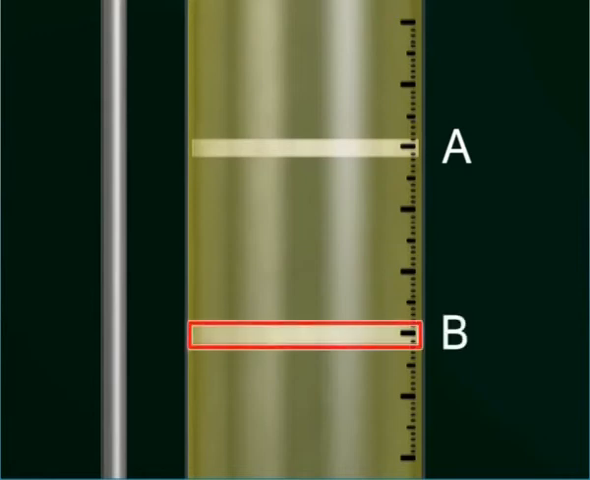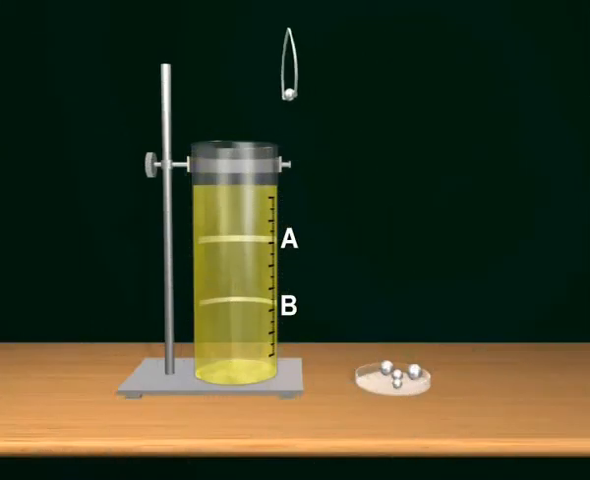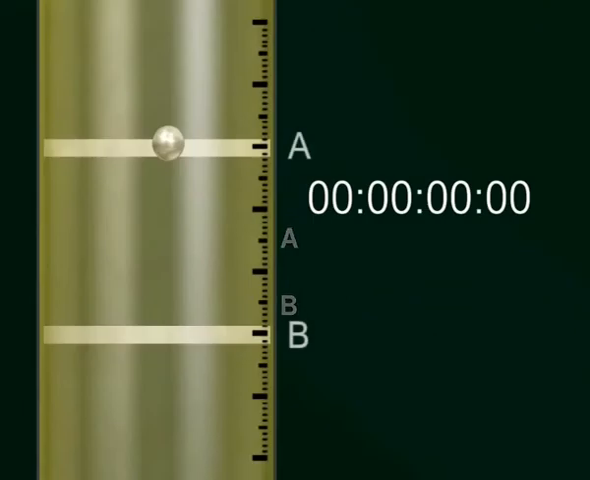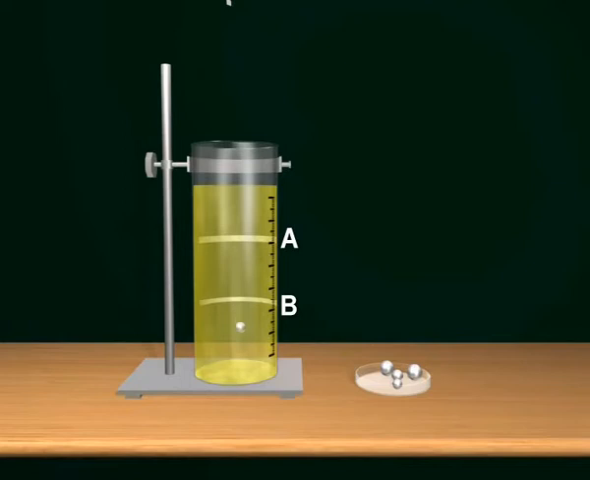Then drop the first ball gently in the liquid and start the stopwatch as soon as the ball reaches the mark A. And now watch its fall. Be very careful and stop the stopwatch just when the ball reaches the lower convenient division at B. Calculate and note down the distance fallen and time taken by the ball.